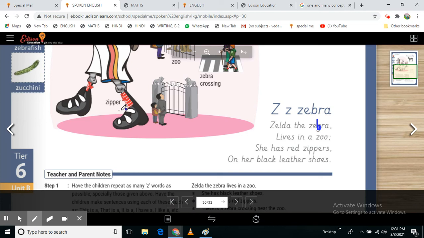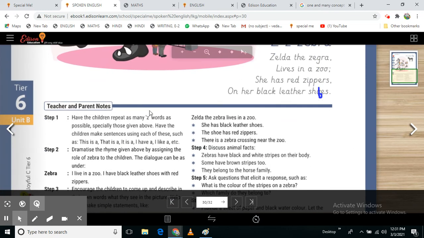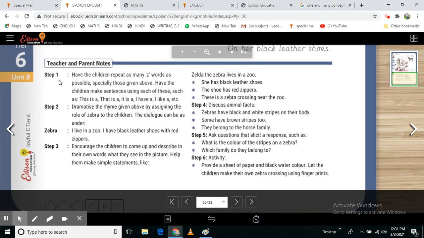These are black leather shoes, right? Once again, Zilda the zebra lives in a zoo. She has red zippers on her black leather shoes. Okay. Now, teacher and parent notes. Step number one. Have the children repeat as many ZZ words as possible, especially those given above. Have the children make sentences using each of these, such as this is a, that is a, it is a, I have a, I like a, etc.